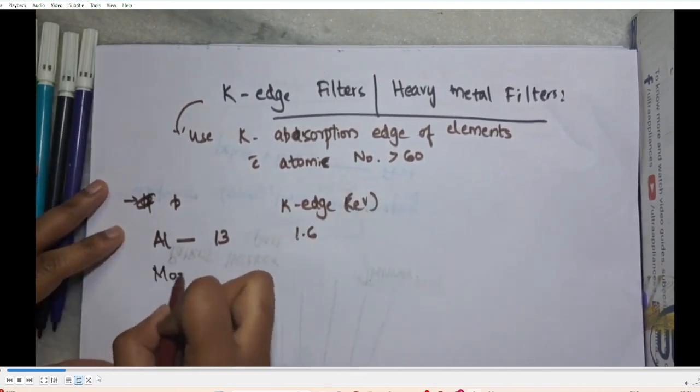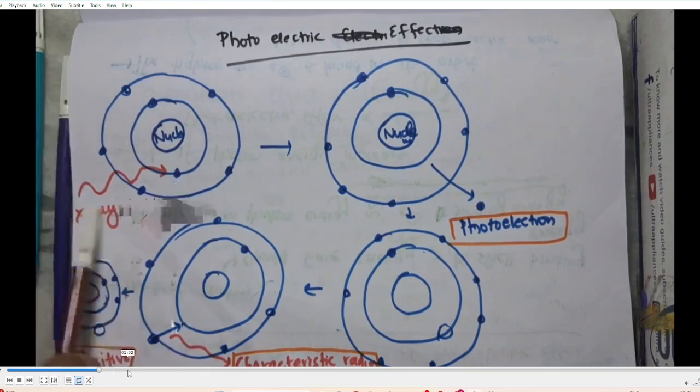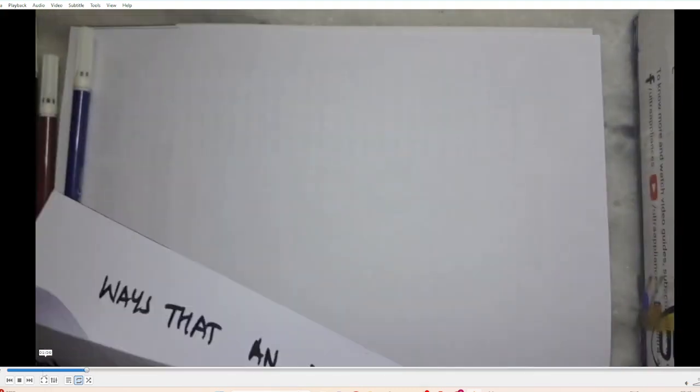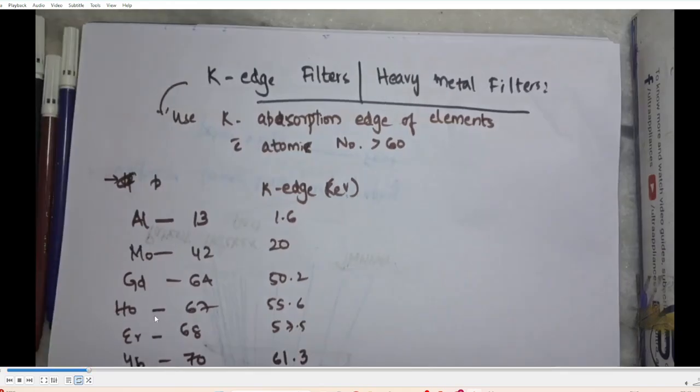So, let me draw a table showing the atomic number and K edge of the filters. So, if you see, this is the table of K edge and the atomic number with K edge. This table lists some heavy elements that have been investigated as filters, and we can compare them with aluminium, iodine and barium. So, aluminium has a K edge of 1.6, so certain K edges are present for each of the elements.